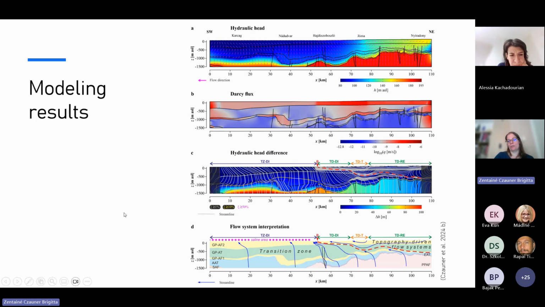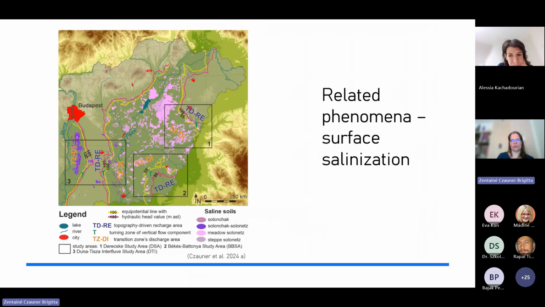Now that's all about the regional groundwater flow conditions, and I would like to show you two natural phenomena related to this flow system configuration, which can be explained very well by this configuration. One of these interesting phenomena is the distribution of surface salinization, which is a typical natural phenomenon in Hungary, in the Great Hungarian Plain.